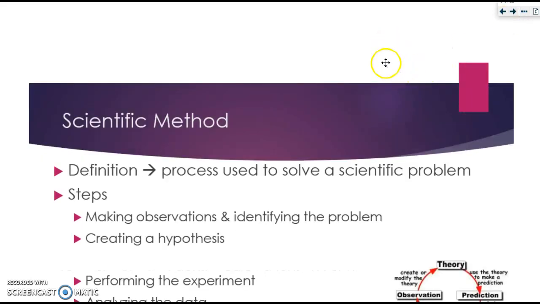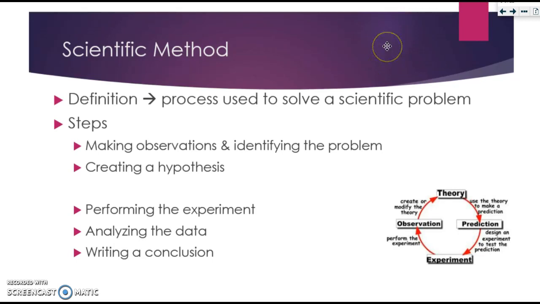The scientific method is defined as the process used to solve a scientific problem. We are going to discuss the steps. Step 1 is making observations and identifying the problem. Step 2 is to create a hypothesis. The hypothesis must be something that is testable in the lab, and it's a prediction. Then we perform the experiment, analyze the data, and we write a conclusion.